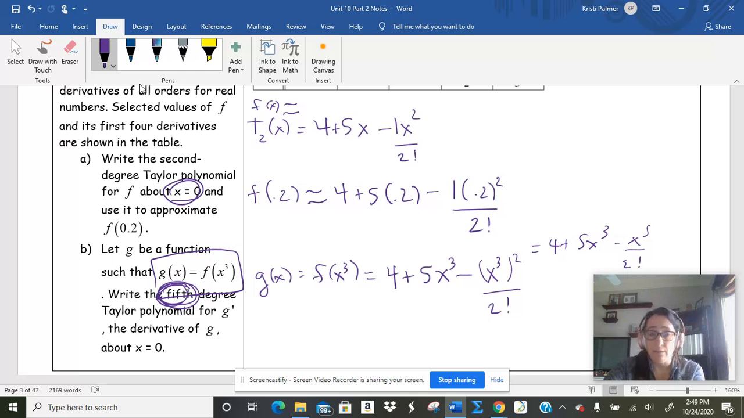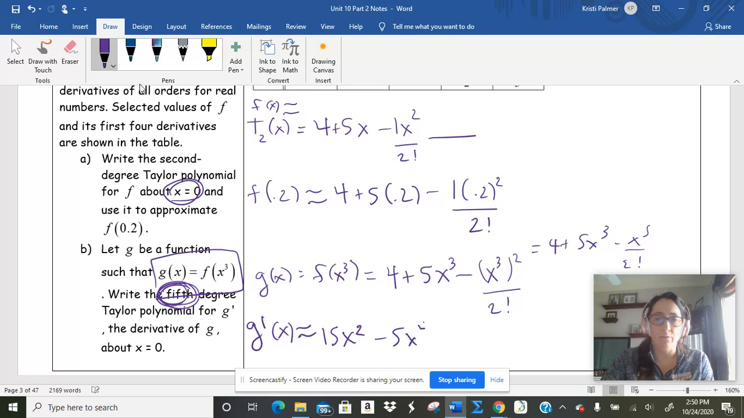So I've got it. A lot of times they don't make you do an extra step, but sometimes they will, where you maybe have to go up and do one more term here to get to the fifth. But in this case, we didn't have to. And then it wants me to do what with that? Take the derivative. So the derivative of 4 is 0, and then I have 15x squared, and then minus 5x to the fourth over 2 factorial.